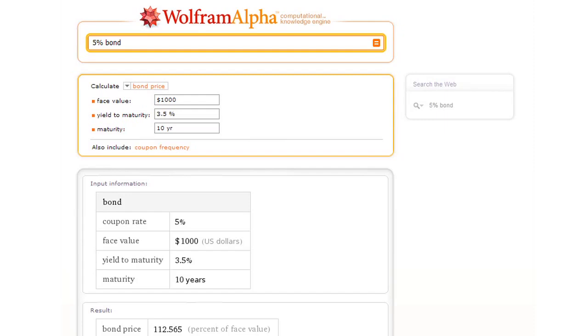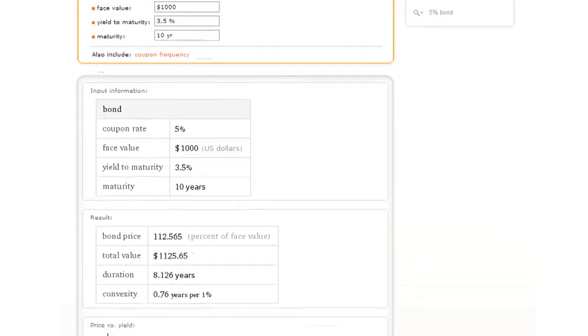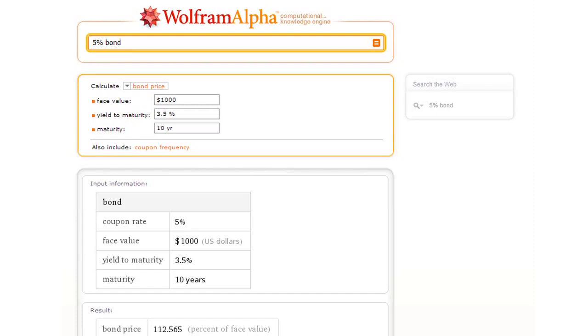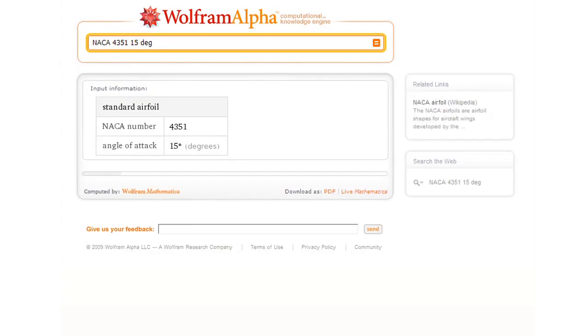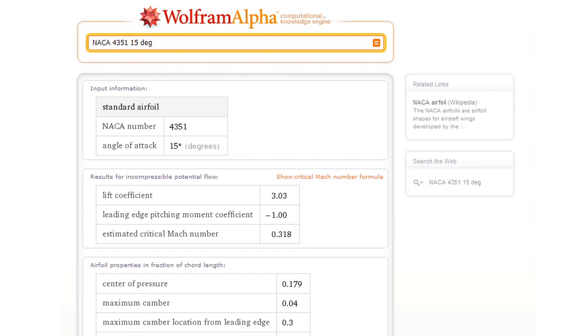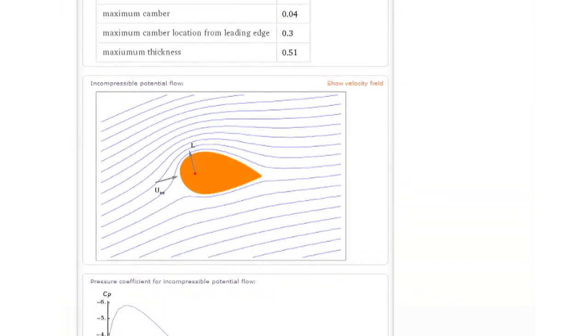Wolfram Alpha can do all kinds of financial computations and all sorts of other computations too, like here's an engineering computation. This is working out about an airfoil, and here's Wolfram Alpha computing how fluid would flow around that airfoil, and there's the result. How about a completely different kind of computation?